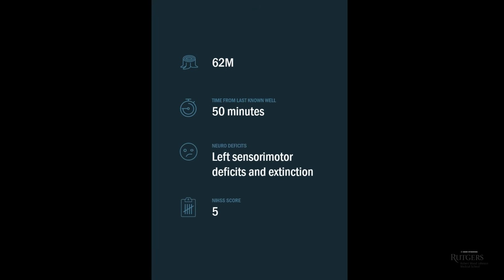62-year-old man with heart failure felt a shock of a defibrillator and collapsed without losing consciousness. He arrived to the emergency department within the golden hour, 50 minutes from symptom onset. He was noted to have left sensory motor deficits and mild left neglect, an H-stroke scale score of 5.